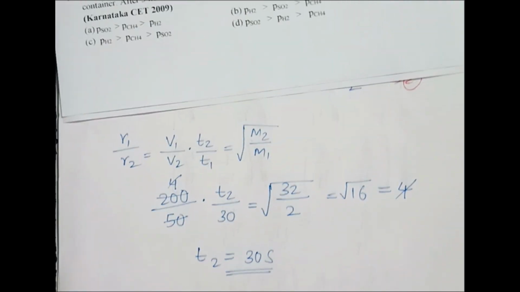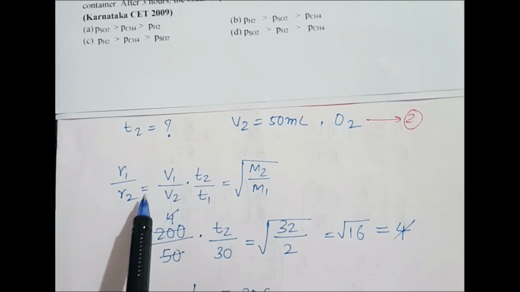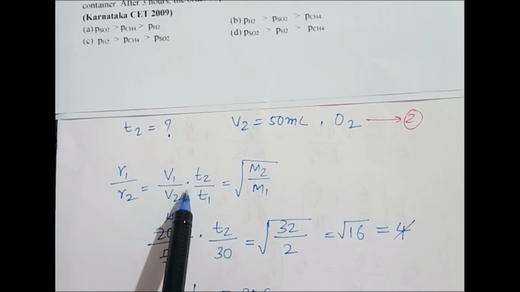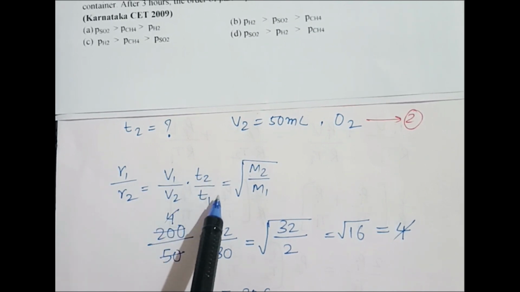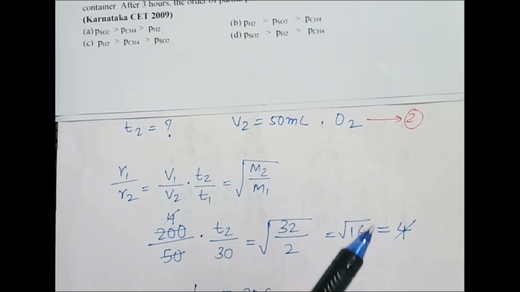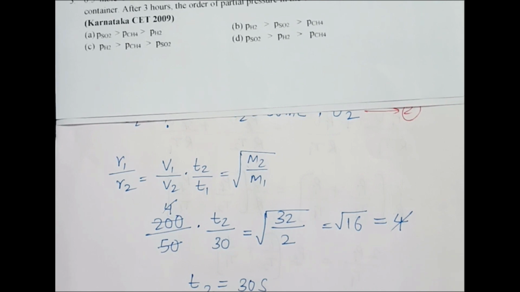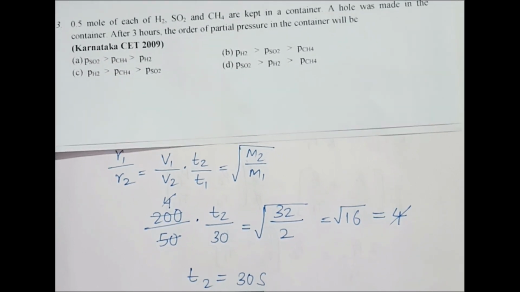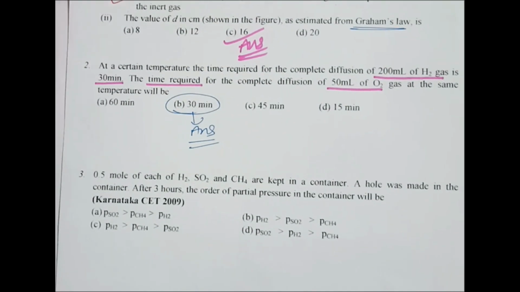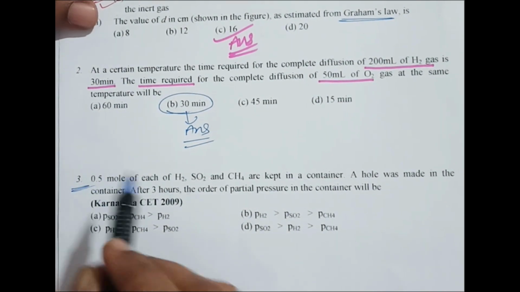Clear to all of you? So very simple. This is the formula: R1 by R2 is equal to V1 by V2 into T2 by T1, which is equal to under root M2 by M1. This is the Graham's law formula. Based on the formula, we have solved it. Right? Now moving on to the next question. You see the third question. This is the third one.